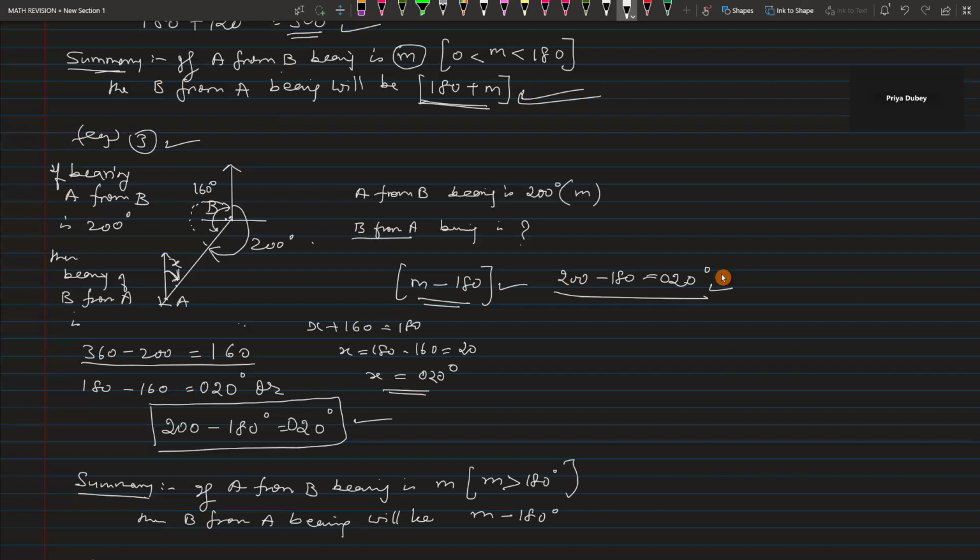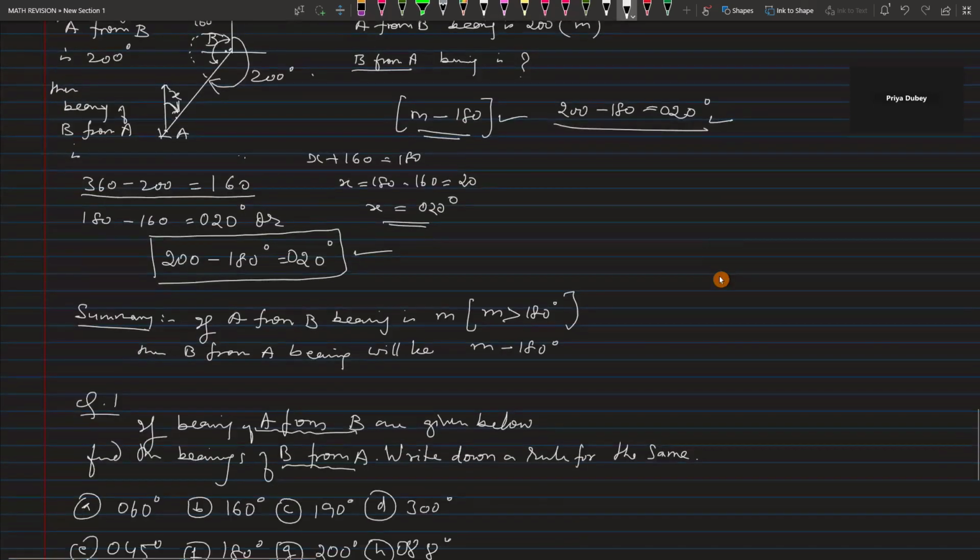Now here I have written a summary. If the bearing of A from B is say M, but M is greater than 180, greater than 180 and up to a maximum of 360, so M is between 180 and 360, then what will happen? The bearing of B from A will be given by that M minus 180. So this is the shortcut. Got it? Did you understand?